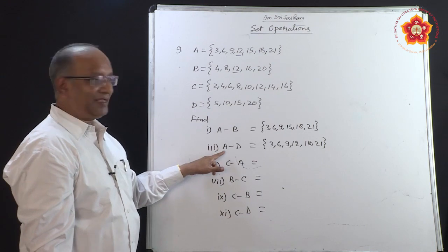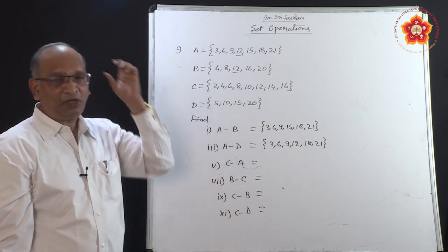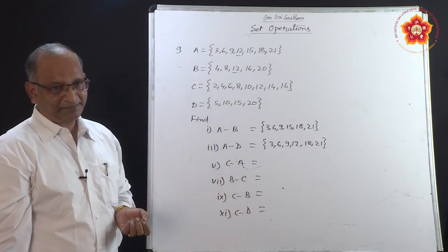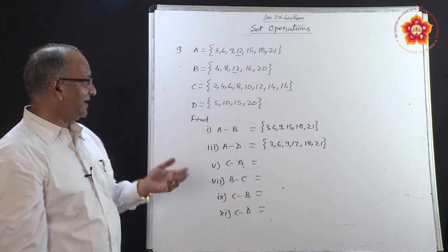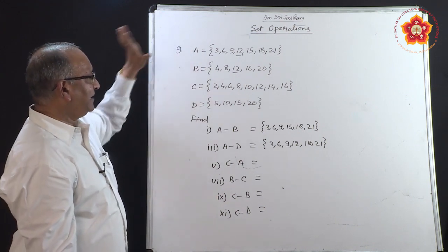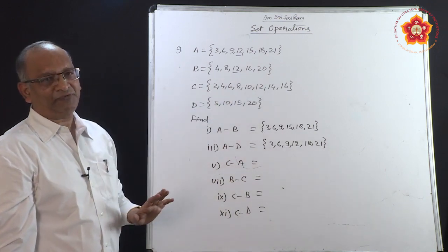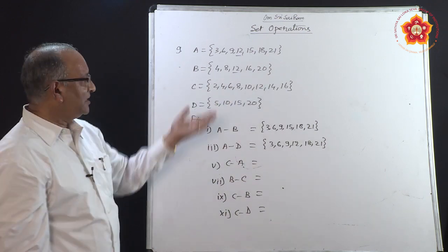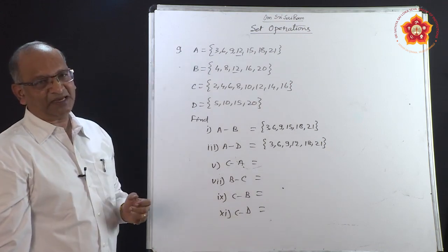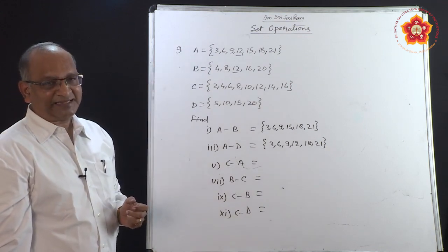Elements which are there in A but not in D. So that is A difference D. Next is C difference A. From C, remove the elements which are in A. C contains all multiples of 2, or you call them even numbers. From that, remove the multiples of 3 which are there in A.